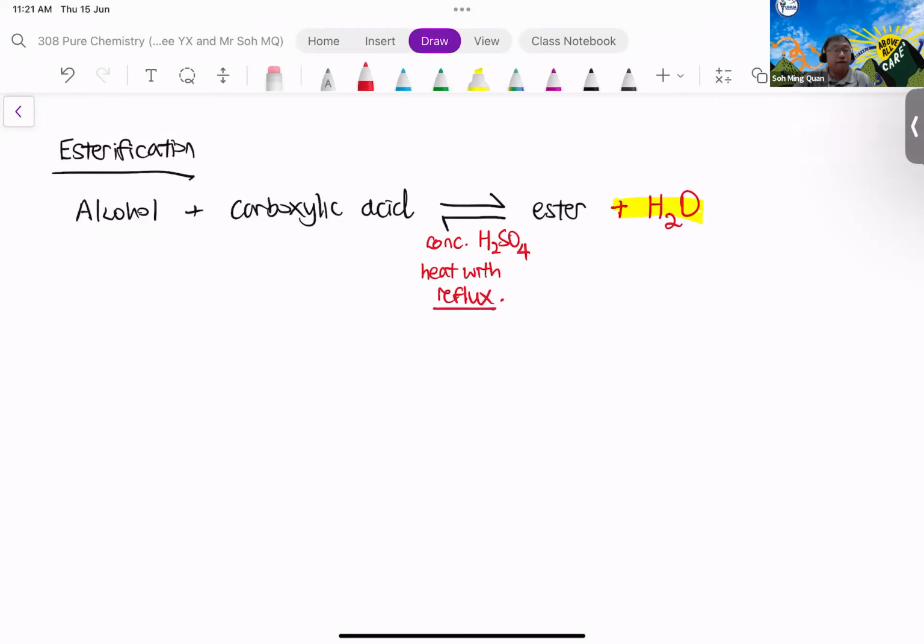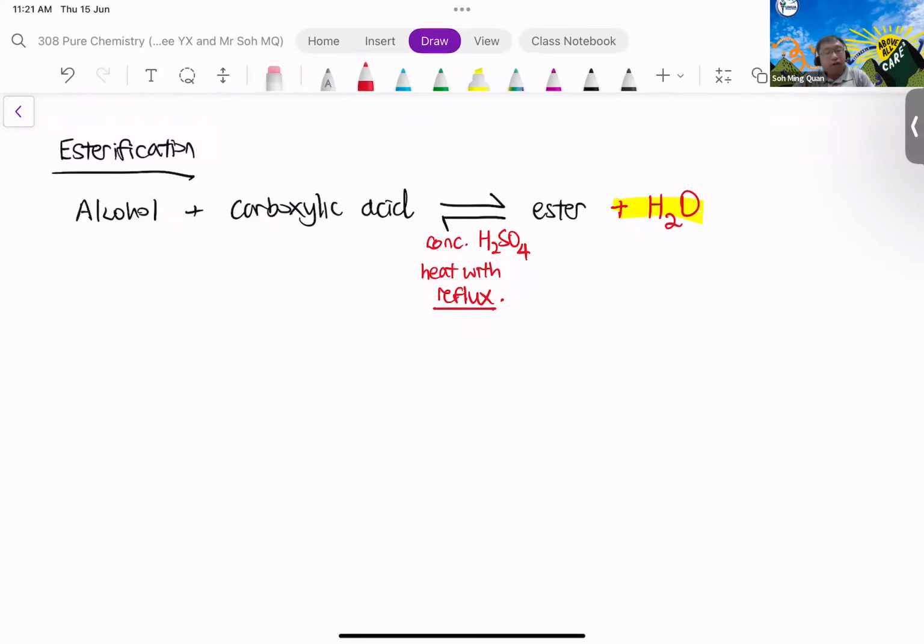So again, you see this word reflux. This is from chapter 23, enrichment, which we went through in class. You need the reflux condenser set up whenever you have alcohols reacting, because alcohols evaporate very easily. So if you don't have reflux, the alcohol will just evaporate totally and it wouldn't form any ester.